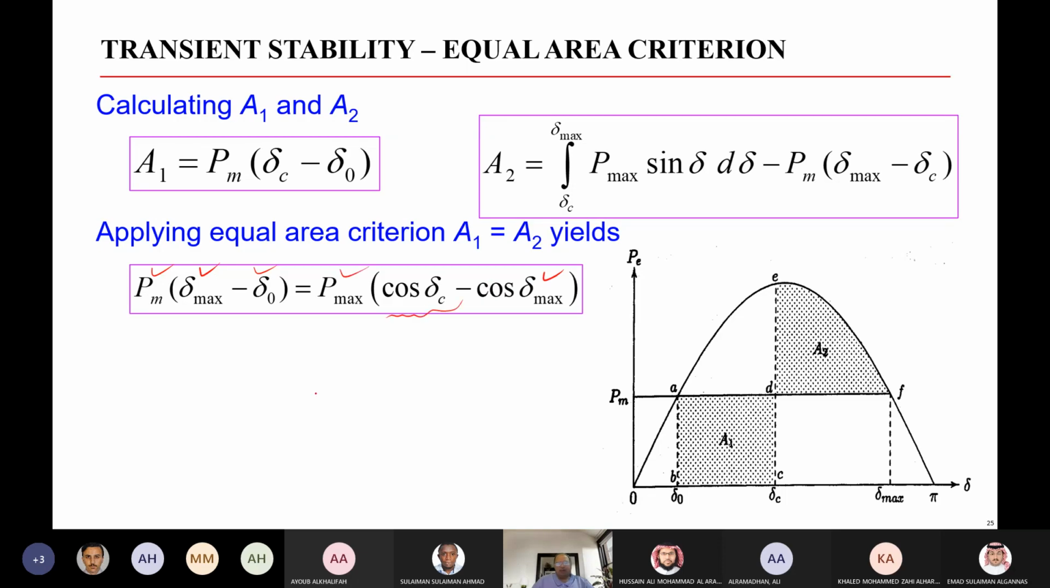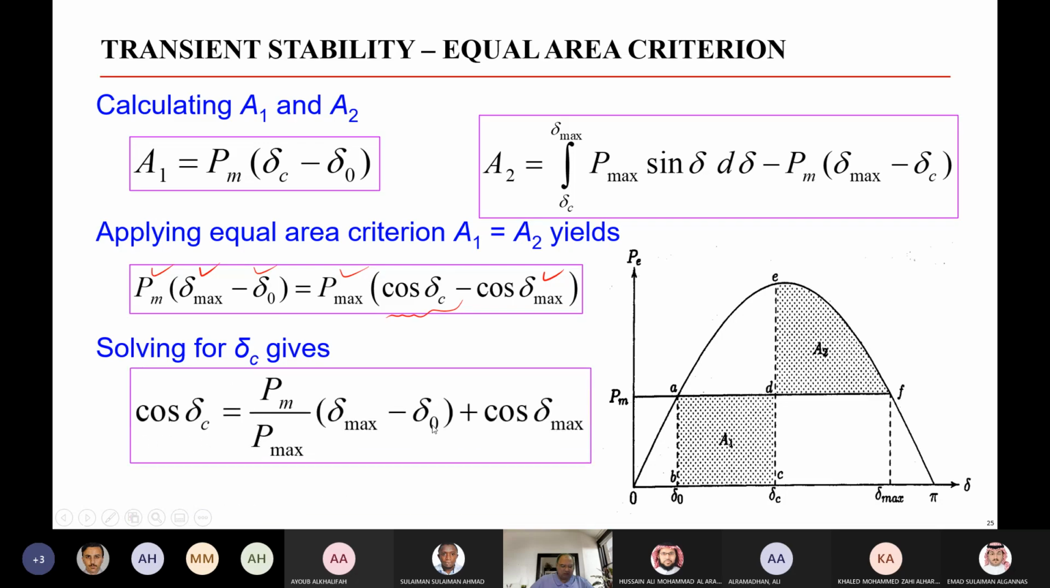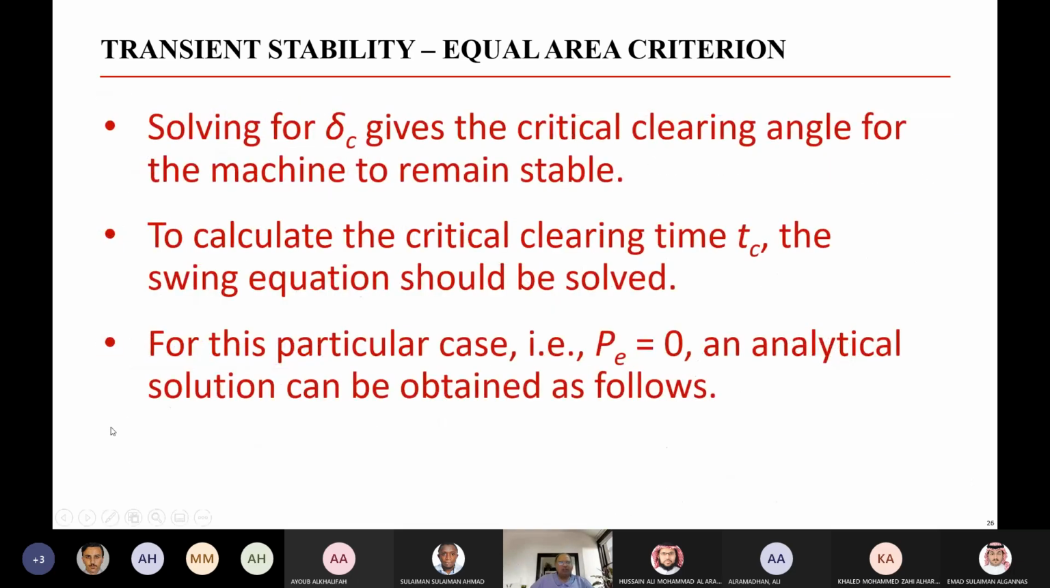So you can right away, this is not a linear equation, but you can get it right away. You know, all are given. You have only cosine delta C. You can write delta C equal to cosine inverse of this value, cosine inverse of all this quantity. So you can solve for delta C. If you have delta C, you can get the corresponding time by double integration of the swing equation.